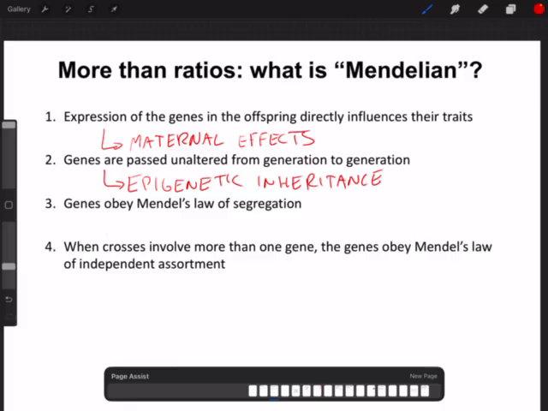Another thing that we think about when we think about Mendelian inheritance is we think about genes obeying the law of segregation, right? That you only inherit one of two possible alleles from a given chromosome. There are cases where you don't have chromosomes lining up neatly on the metaphase plate, and that's with cytoplasmic inheritance. That's going to be all of the DNA found in your mitochondria.